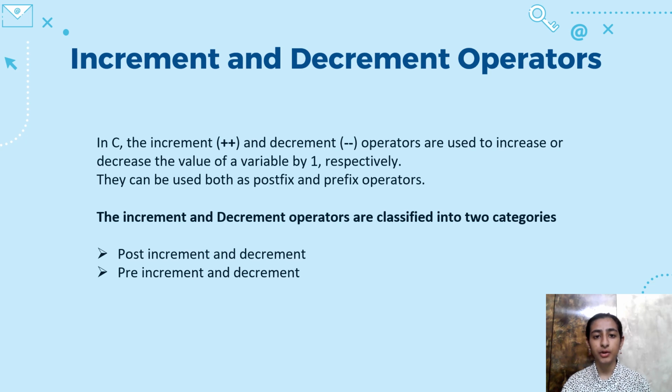Increment and decrement operators. In C, the increment and decrement operators are used to increase or decrease the value of a variable by 1 respectively. They can be used both as postfix and prefix operators. The increment and decrement operators are classified into two categories: post-increment and decrement, and pre-increment and decrement.